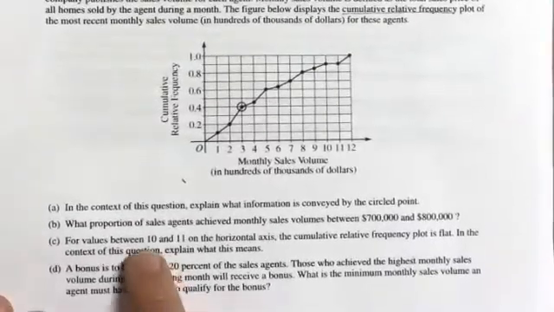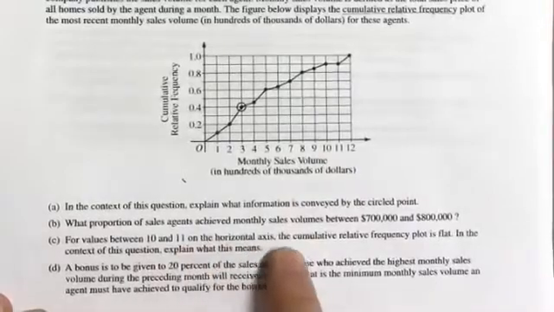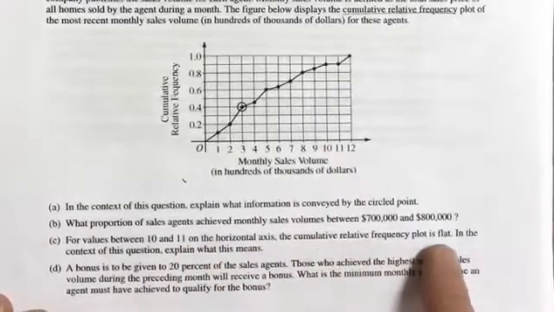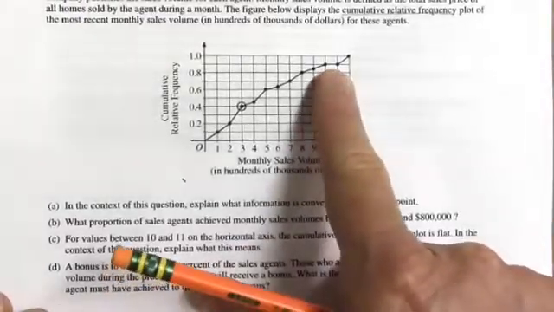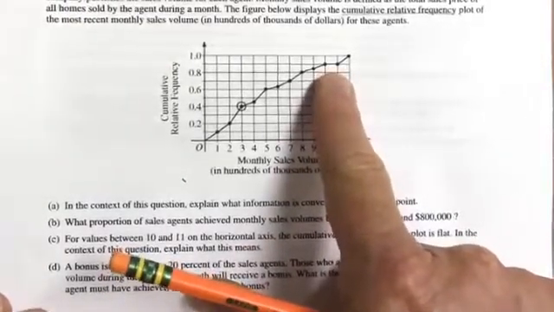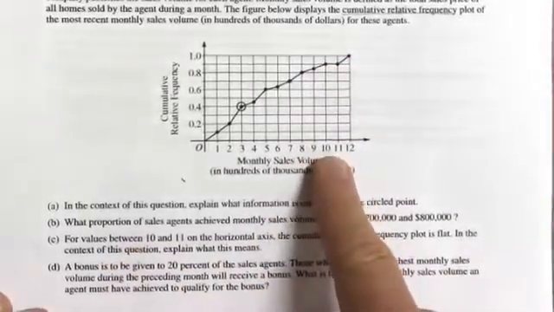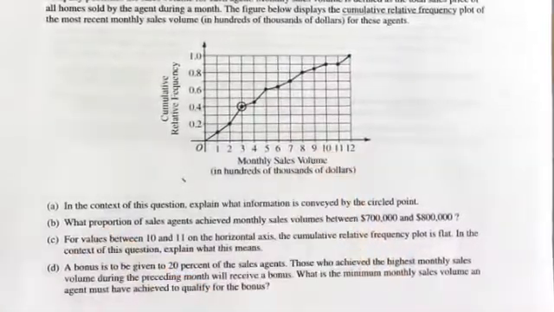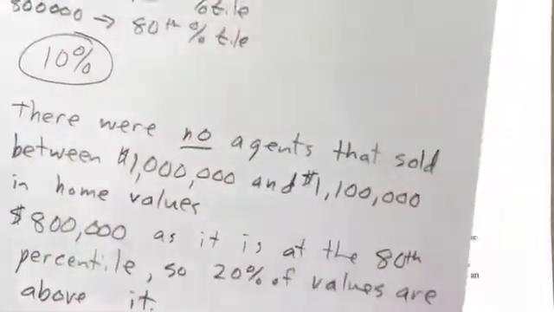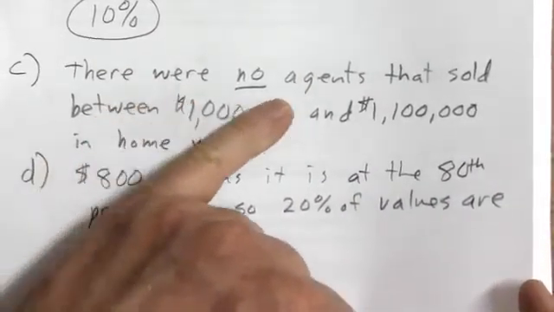All right, for the values between 10 and 11 there on the horizontal axis, the cumulative relative frequency plot is flat. In the context of this problem, explain what that means. Flat means there's no data there. So what that means is there were no agents that sold between a million and 1.1 million in sales. There were no agents, and so therefore it was flat. So that's what that is saying.